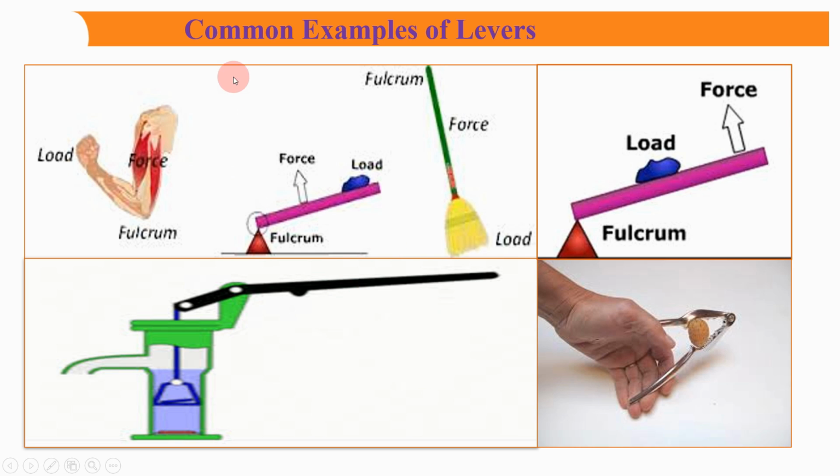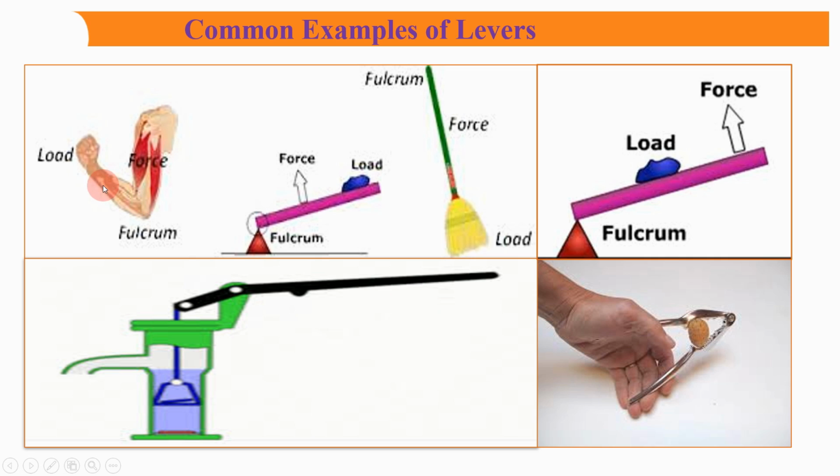So let us see what next. You can see the heading I have given here, common examples of levers. First of all, let us take this example of a human arm. A lever is a rigid rod or bar capable of turning about a fixed point which is called the fulcrum. Let us take the example of the elbow of a human arm. If you see my pointer, this is the elbow, which is termed the fulcrum, a fixed point. Here is the load, and here is the force.